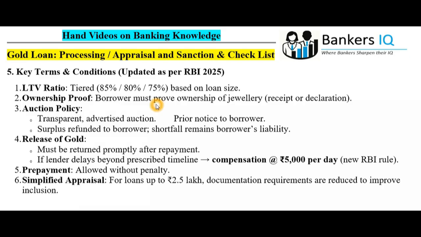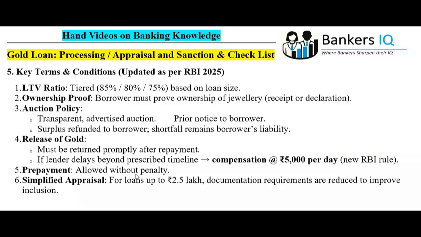Ownership proof: the borrower must prove ownership of the jewelry, with a receipt or declaration. Auction policy should be transparent: advertised auction, prior notice to the borrower, surplus refunded to the borrower, and shortfall remains the borrower's liability. Release of gold: it must be returned promptly after repayment. If the lender delays beyond the prescribed timeline, this is important, compensation of 5,000 rupees per day should be paid by the bank as per the new Reserve Bank of India rule.